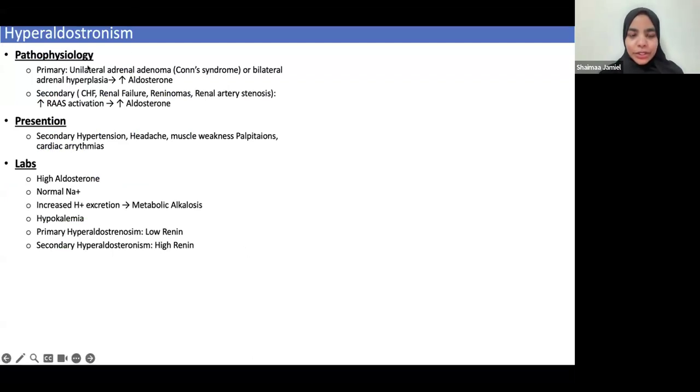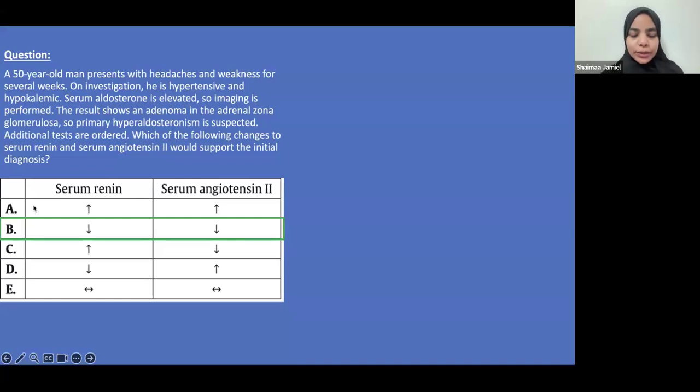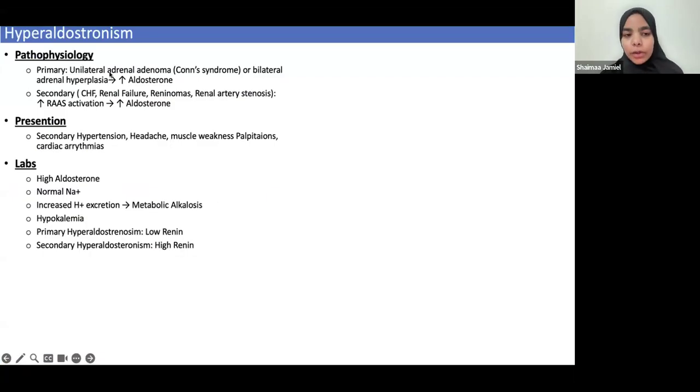So what is hyperaldosteronism? It's increased aldosterone, and it can either be primary or secondary. Primary is usually due to an adrenal adenoma, as we mentioned before, and this is called Conn's syndrome. So this is like autonomic. Basically, the aldosterone is just increased. However, in secondary, usually due to, for example, renal artery stenosis or a renin tumor, there's increased aldosterone due to increased RAS activation. So here it's going to be the opposite. In secondary, there's going to be high renin and high angiotensin. And it's the opposite in primary.